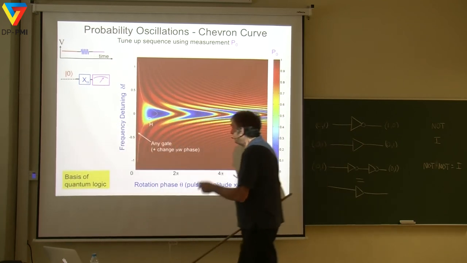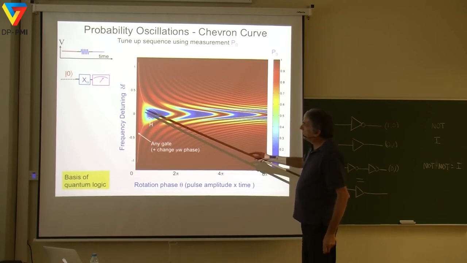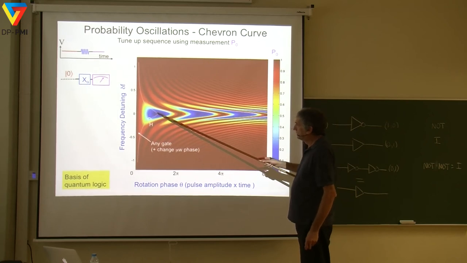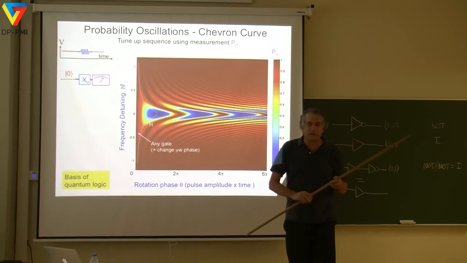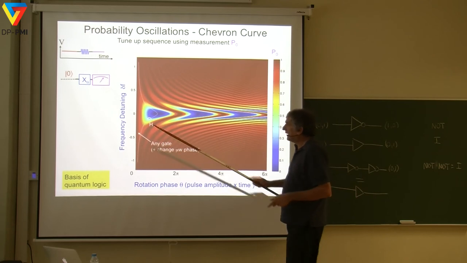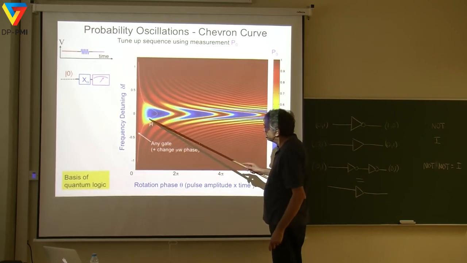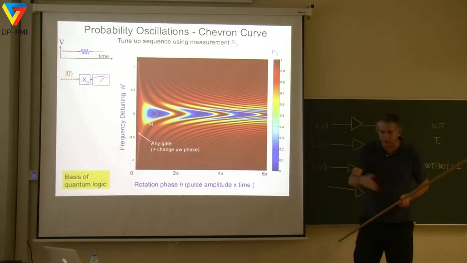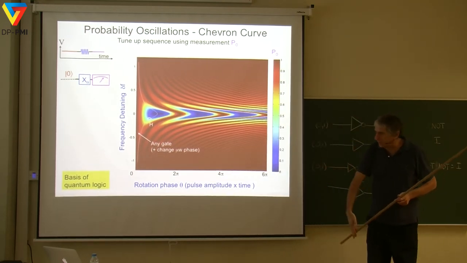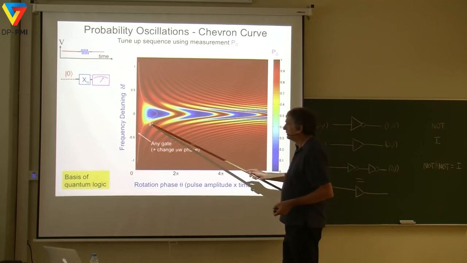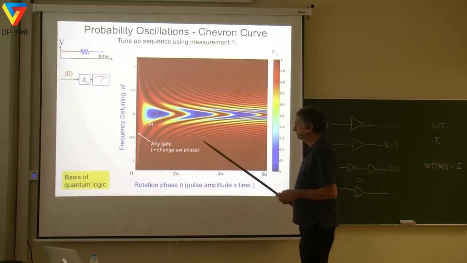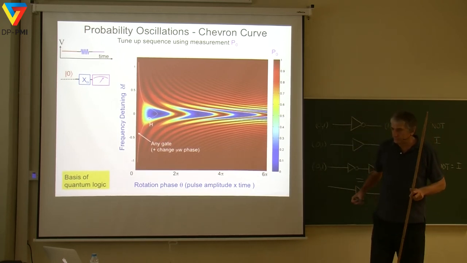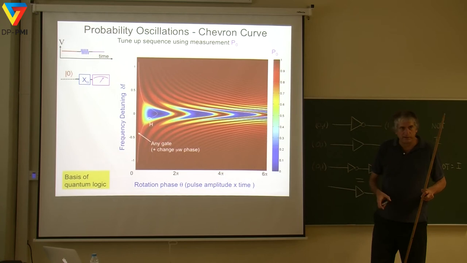For example, it turns out that any combination of frequency detuning and time gives you whatever arbitrary rotation you would ever want. You just have to calibrate this section. And this particular point here is the Hadamard, which takes |0> to |0> plus |1> and |1> to |0> minus |1>. That's a particularly useful gate that you see in quantum computing literature. That all can be tuned up. Okay? So, questions on that?